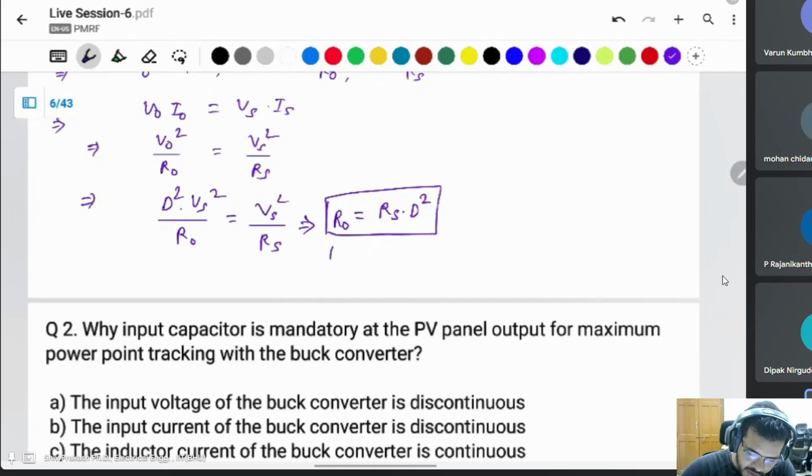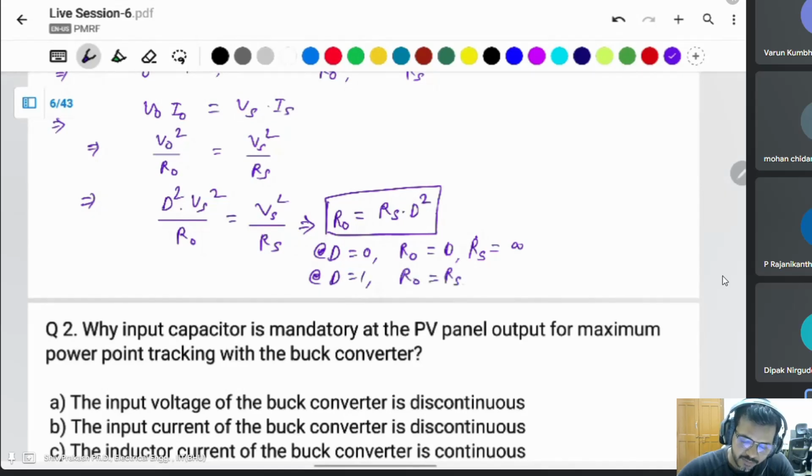Then in this case, if you take a duty cycle at d equal to 0, R naught is equal to 0, or 1 by R is equal to infinity. At d equal to 1, it will be maximum, R naught is equal to Rs. Yeah, you can say 1 by Rs is equal to 1 by R naught. Sorry.